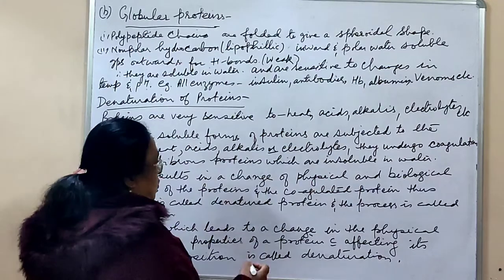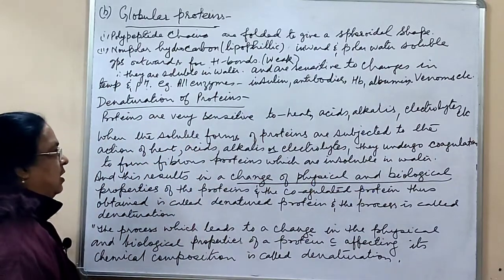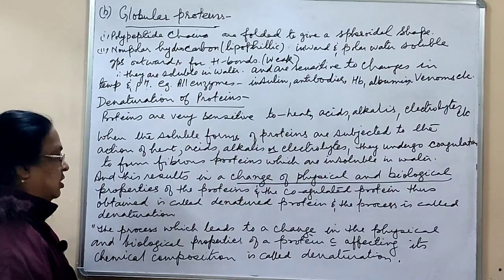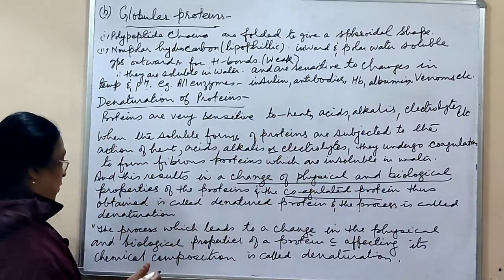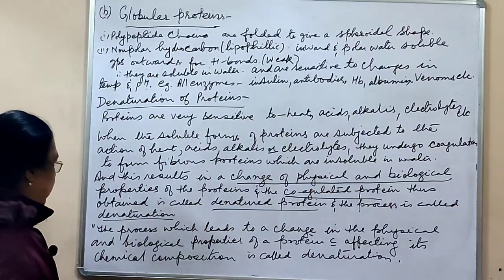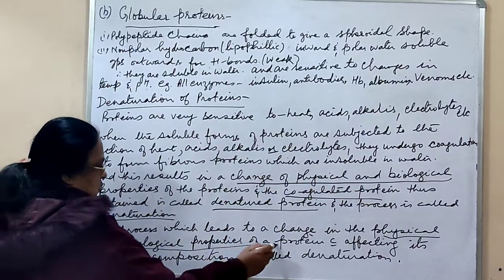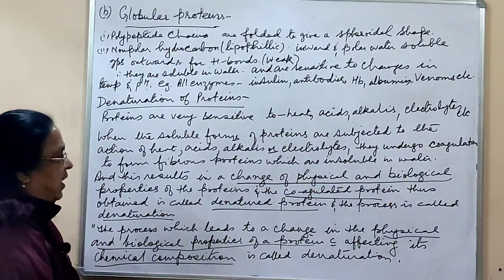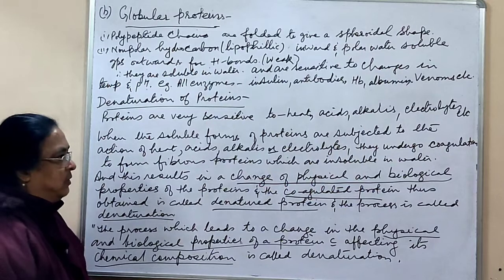This is important. When globular proteins are brought in contact with acid, alkalis, or temperature is changed, only their physical and biological properties are changed. That coagulated form, that clotted, thick form of the protein, which is fibrous protein, is called denatured protein, and the phenomenon is called denaturation. So the important thing is that the process leads to a change in the physical and biological properties of protein without affecting its chemical composition. So from globular they are turning to fibrous. Their physical and biological properties are changed, but the chemical composition remains the same, that is, the peptide bond will remain the same.